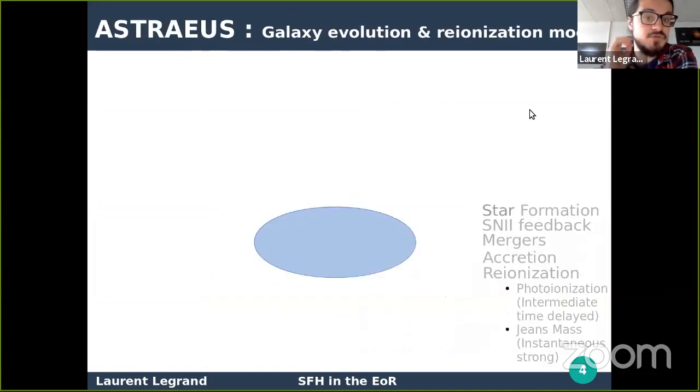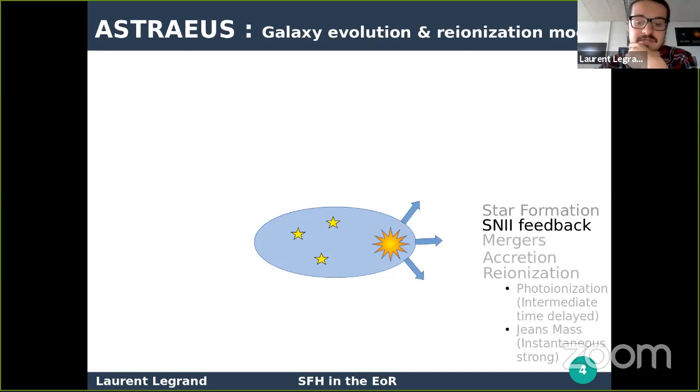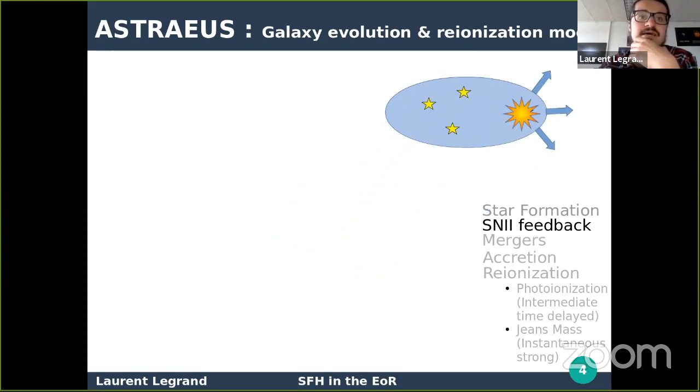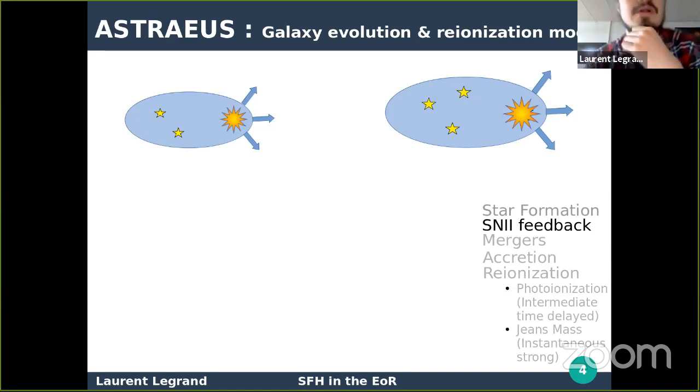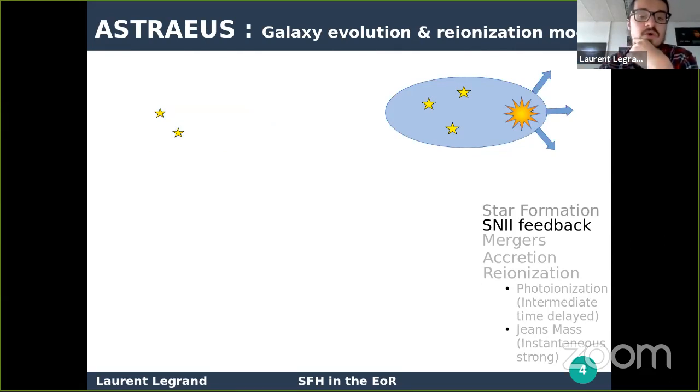So now I can show you Astreus, our new framework. When these first halos collapse, a galaxy forms inside of them with a certain amount of gas. Within this gas, star formation happens. And the first feedback we include in our model is the supernova feedback. The stars that are big enough end their life as type 2 supernovae that deposit energy in the gas and expel some of it. If the galaxy is small enough, with a small gravitational potential well, then it can eject all of the gas, quenching further star formation.